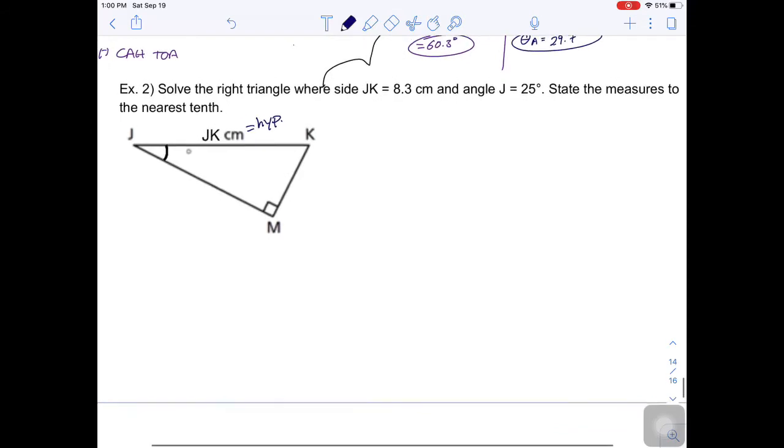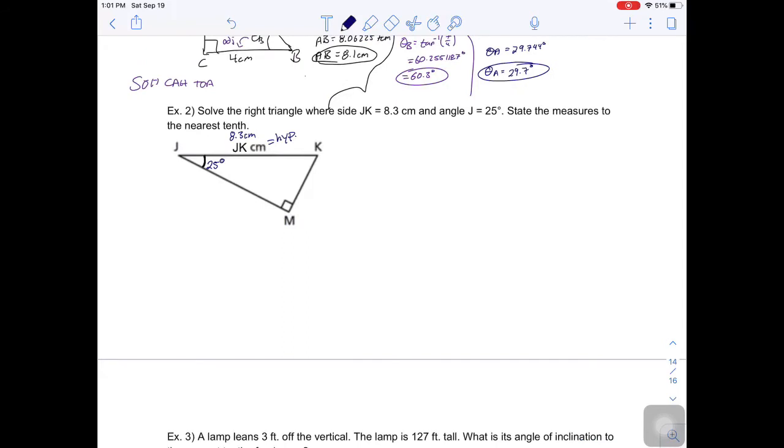Now, we can start applying our measurements. So J to K is 8.3 centimeters. So let's put 8.3 centimeters here, just so we're aware. And then angle J is 25 degrees.